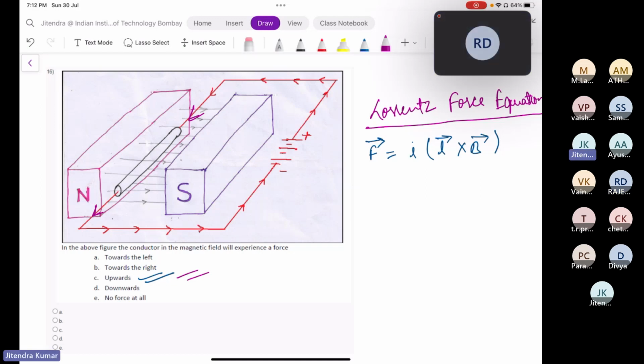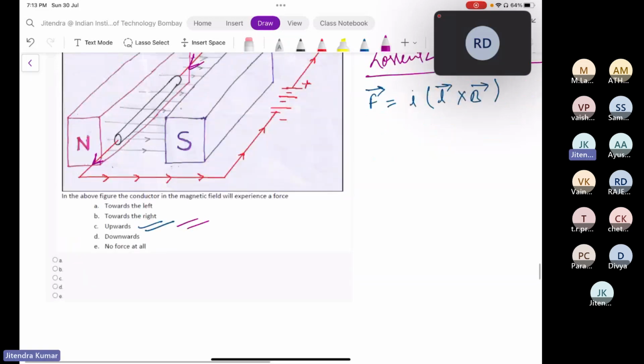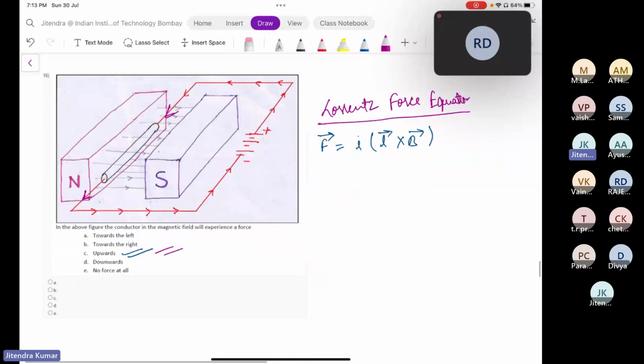Yeah. Here you have to identify in which direction the conductor will experience the force, right? So you place your right hand palm in the direction of current or the conductor, and you curl it towards the magnetic field. You see your thumb will point upward. Are you able to visualize that? Yes, sir. Yes, upward will be correct. Okay, thank you, sir. Yeah, welcome. I hope it is fine, or if you have doubt regarding this problem, please speak up.